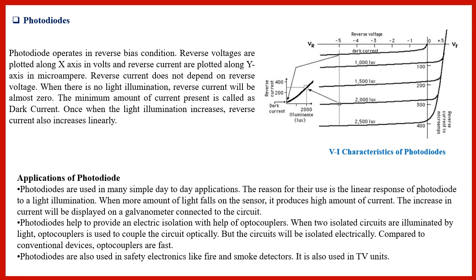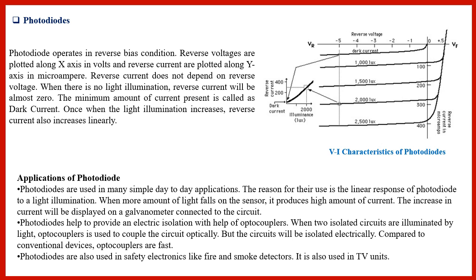So what are the applications of photodiode? Photodiodes are used in many simple day-to-day applications. They are used as photosensors. They help to provide electrical isolation with the help of optocouplers. When two isolated circuits are illuminated by light, optocouplers are used to couple the circuits optically, but the circuits will be isolated electrically. Compared to conventional devices, optocouplers are fast.